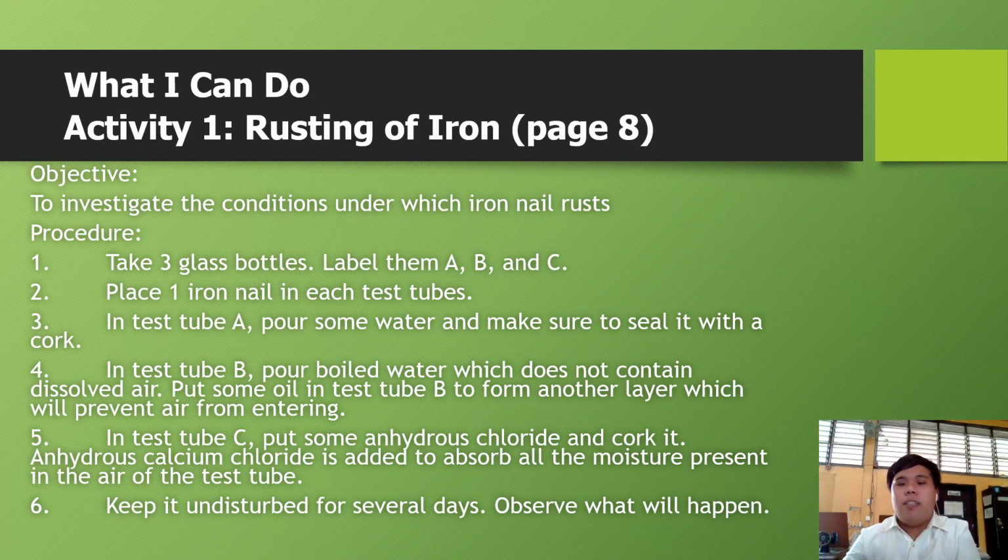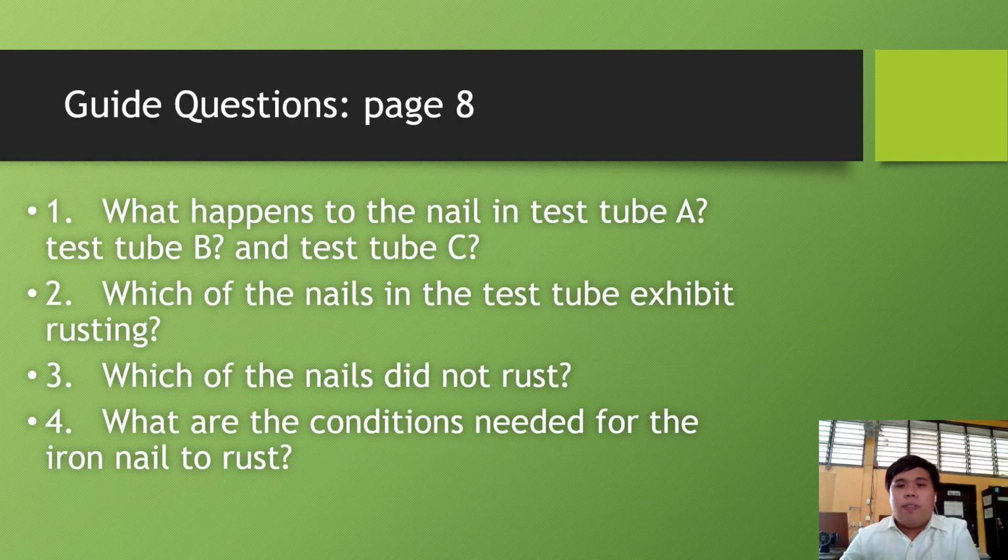Okay, so perform this activity because it has corresponding points written at the back of your assessment. Guide questions. What happens to the nail in bottle A and bottle B? Number 2, which of the nails in the test tube exhibit rusting? Number 3, which of the nails did not rust? And number 4, what are the conditions needed for the iron nail to rust?